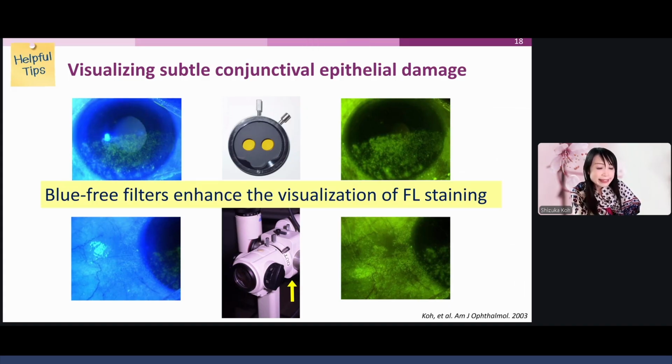Technically, it is simply a yellow barrier filter. When used together with the cobalt blue filter, it greatly enhances the visibility of fluorescein staining, particularly subtle conjunctival epithelial staining. It's a very simple modification, but it makes a surprisingly big difference in daily practice.